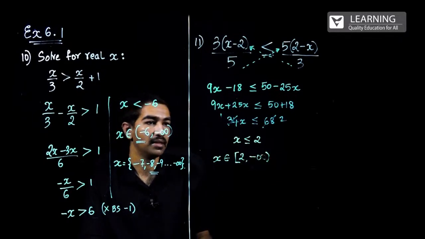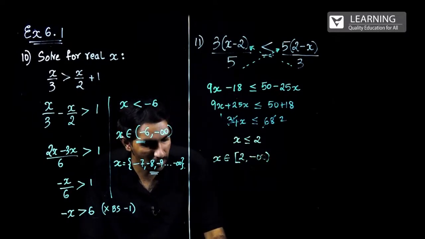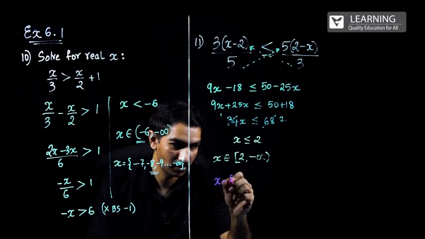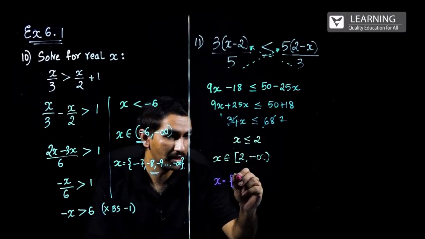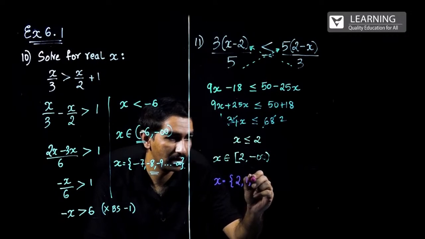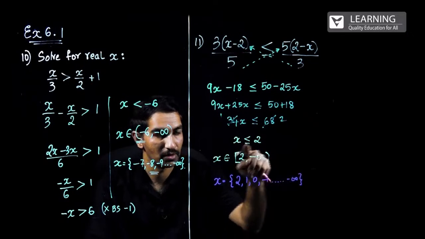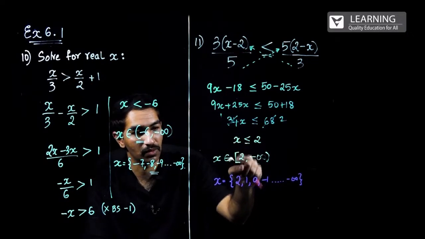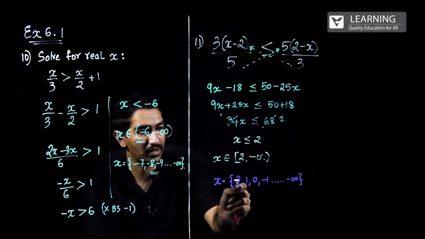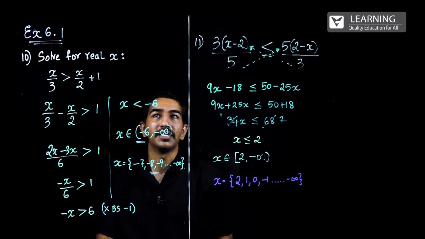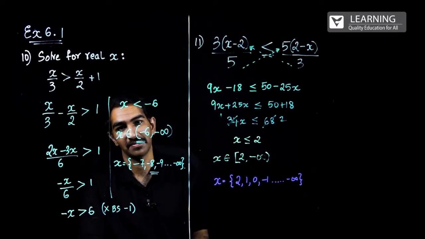with a curved bracket. If you have to write this set in roster form, then it can be written as x equals, open the bracket, 2, right? So 2, 1, 0, minus 1, and it goes on until minus infinity. Because x is lesser than or equal to 2, all the values are lesser than 2, and we are also having 2. Understood? So these are the next 2 questions. Moving on to the next one.